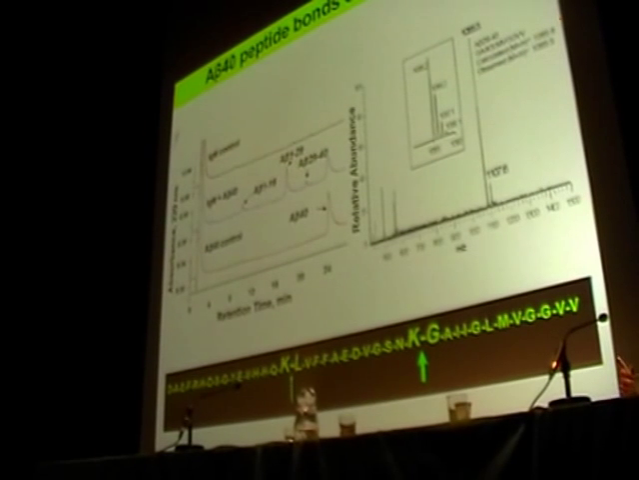This is simply an HPLC on the left side, a mass spectroscopic determination on the right side, by which we identify that the bonds that are cleaved in A beta are a lysine-leucine and a lysine-glycine bond towards the middle of the peptide. Now the ELAN antibodies that I mentioned are really directed to this region.